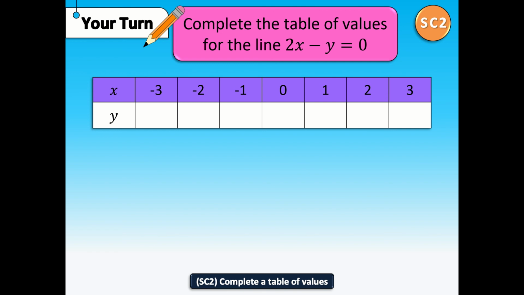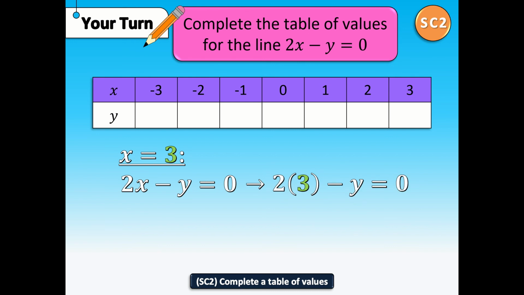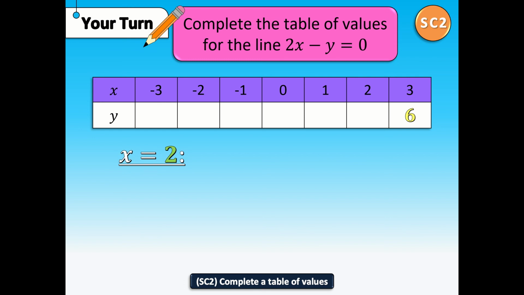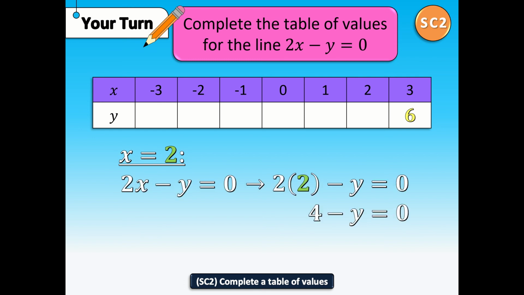Here's your answers. So when x equals 3, 2 times 3 is 6. So 6 take away y equals 0. So y must be 6. When x equals 2, 2 times 2 is 4. So 4 take away y equals 0. So y must be 4.